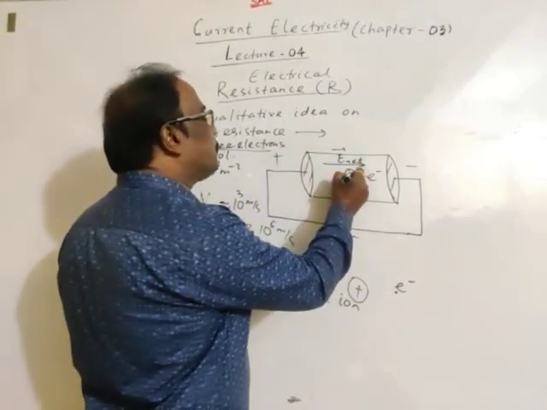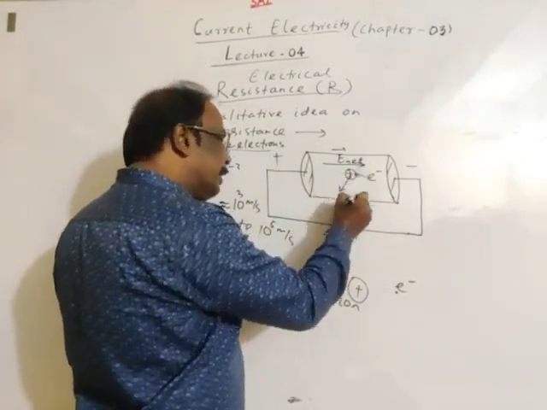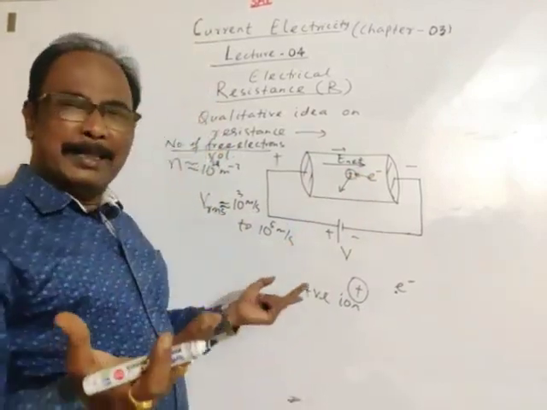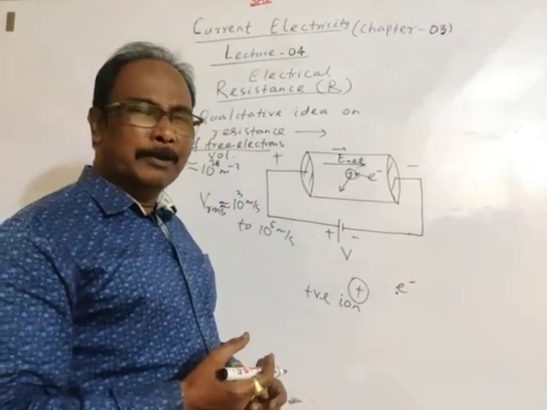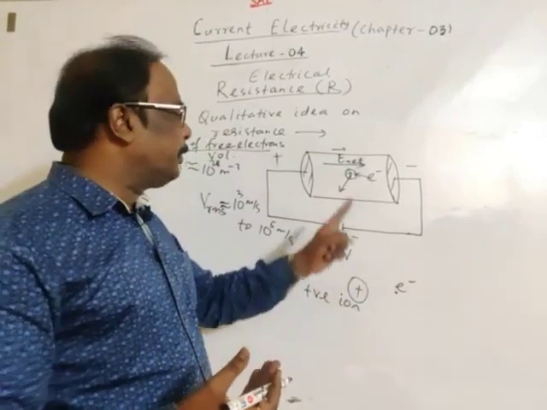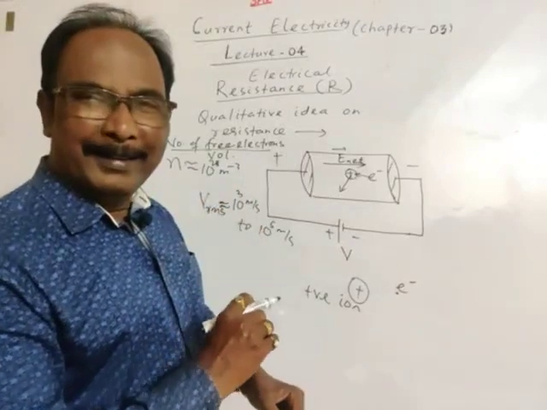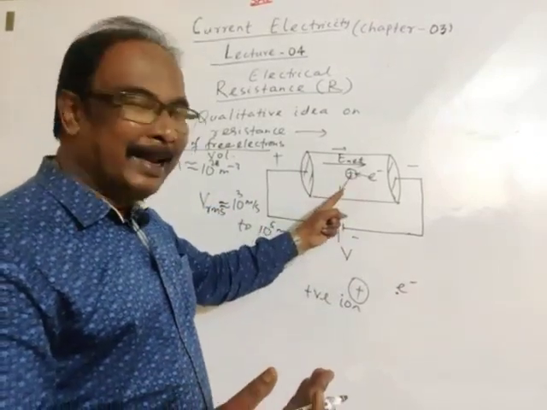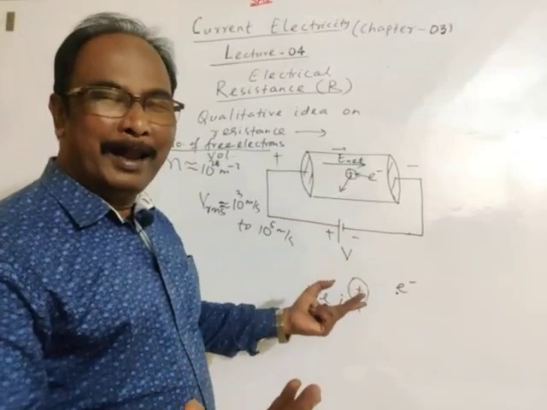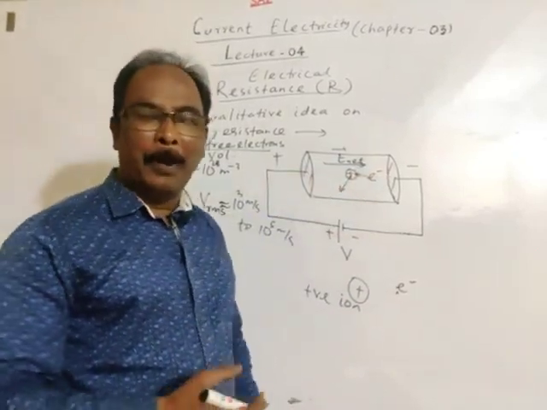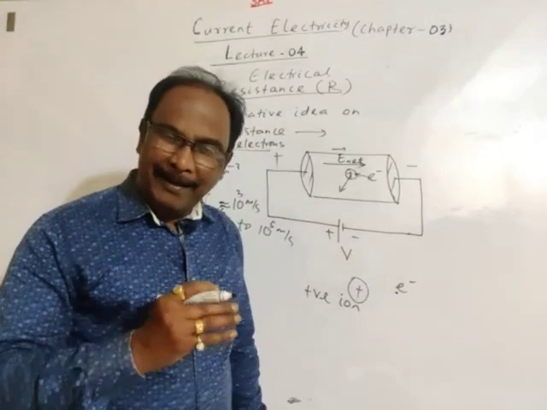So electrons change their direction with each collision, which means the velocity of flow of electrons may change, but with each collision the electrons lose kinetic energy. Thereafter, they start gaining kinetic energy. We have an idea about free path and relaxation time. All these concepts we have already discussed.